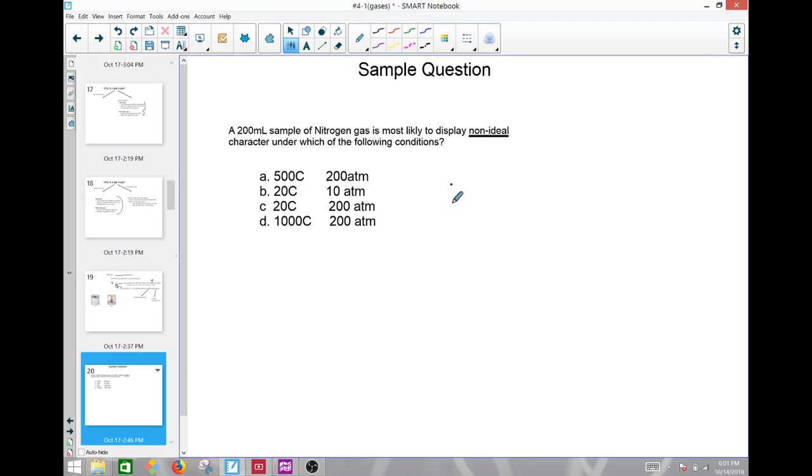All right, so we want a container where the particles are able to interact with one another. You want it to be as high a pressure as possible, that means they're close together, and you want the lowest temperature, because that means they're going slow. So we're looking for high pressure, low temperature. High pressure, high temperature, high pressure, low temperature, right here. Okay, that's the condition that's most likely to deviate from the ideal gas.